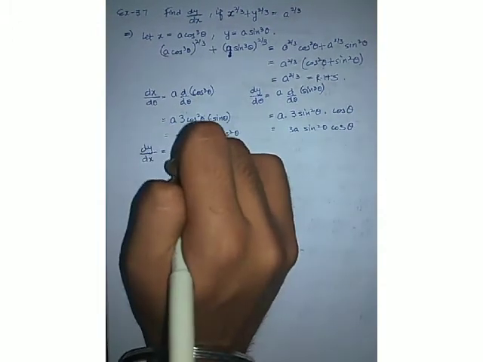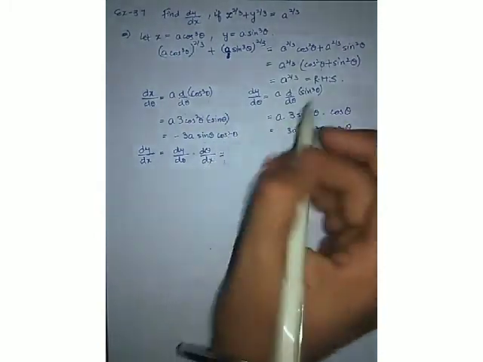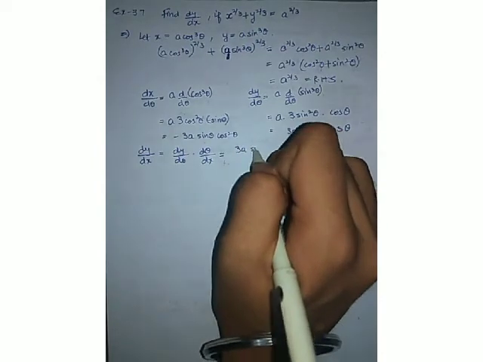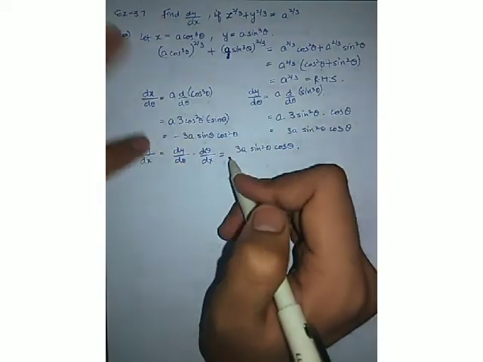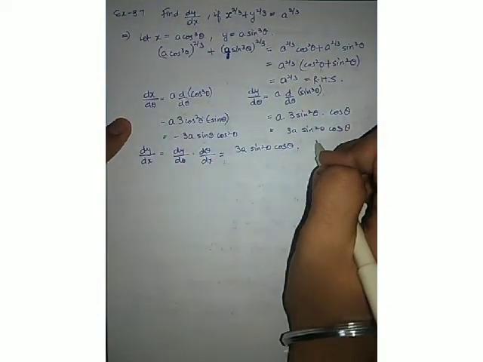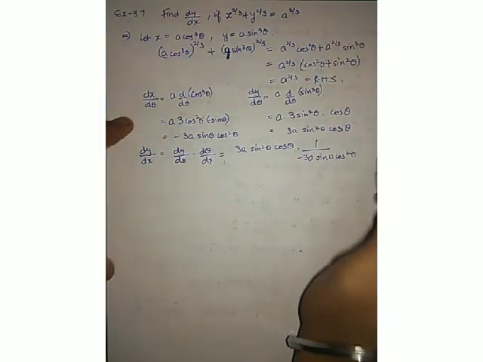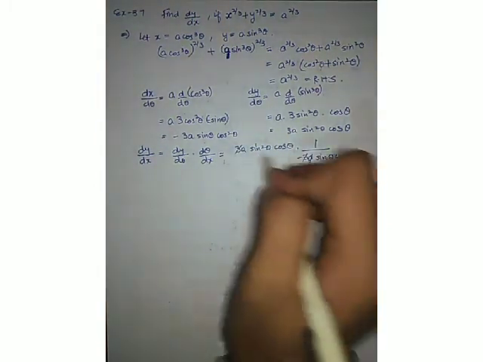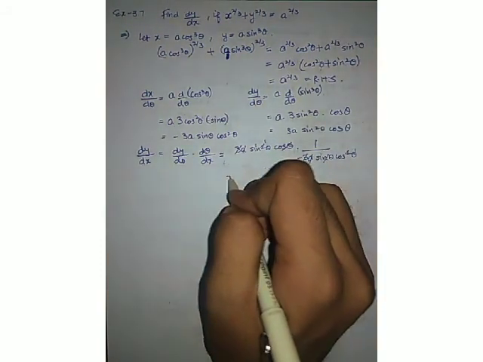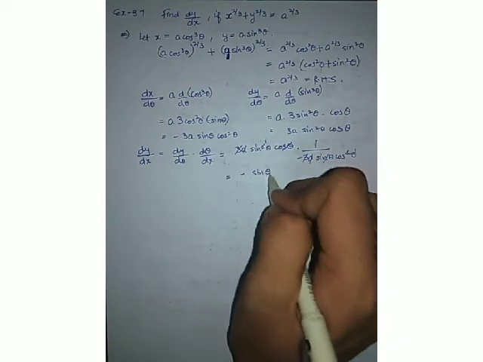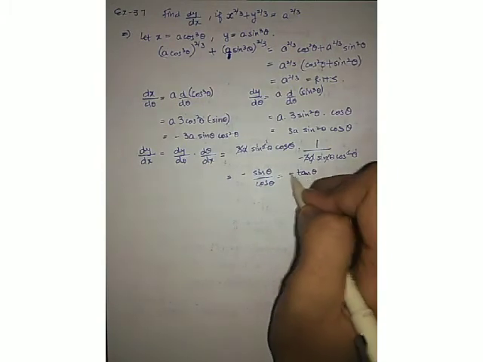Now what do we do after these values? dy upon dx is equals to dy upon d theta multiply by d theta upon dx. Clear? dy upon d theta, that is 3a sine square theta cos theta, and what is the value of d theta upon dx? The reciprocal of dx upon d theta, you will get 1 upon minus 3a sine theta cos square theta. Now cancel the like terms. 3 will be cancelled out, a and a will be cancelled out, 1 sine will cancel and 1 cos will cancel. You will be remaining with minus sine theta upon cos theta. Ultimately you will get minus tan theta as your answer.